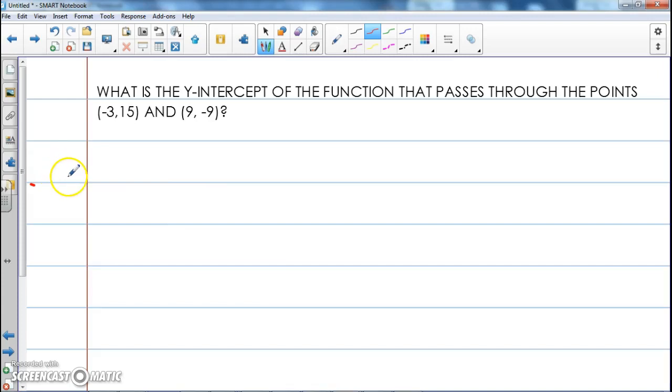Alright, so here's another video. This video is going to be about the slope formula and writing the equation of a line.